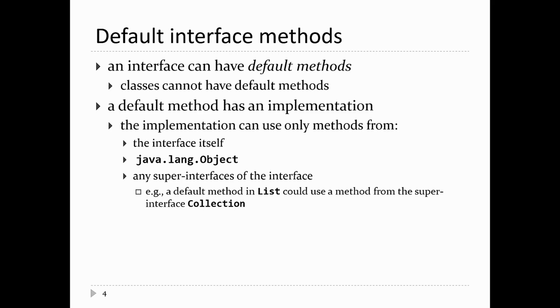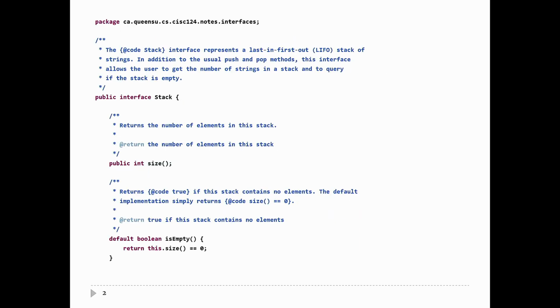An interface is allowed to have default methods. Classes cannot have default methods, so default methods exist only in interfaces. Your interface does not have to have any default methods. A default method in an interface is simply a method that has an implementation, but there are some restrictions on how you implement the method. Remember, we're in an interface. Interfaces have no fields, so we have no idea how any particular stack is being implemented in the interface. So your default method implementation isn't able to access the fields of any particular stack.